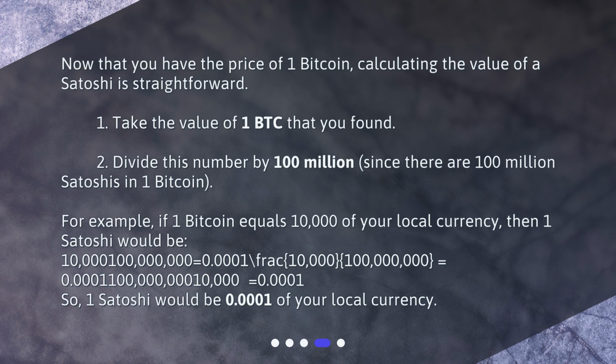10,000 divided by 100 million equals 0.0001, so 1 Satoshi would be 0.0001 of your local currency.